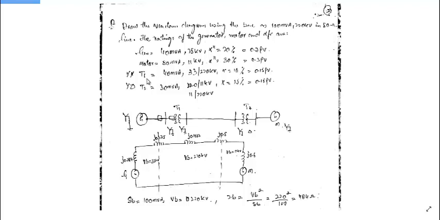Similarly, transformer T1, 40 MVA, 33 kV by 220 kV, X is equal to 15%, that is 0.15 per unit. Again, this is calculated on these two bases. Similarly, transformer T2, it is 30 MVA, 220 by 11 kV, X is 15%, that is equal to 0.15 per unit.